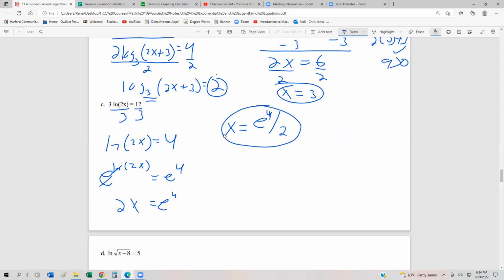As long as the number here, and clearly any number that we plug in to 2x, as long as that number is bigger than 0, that's going to be in the domain. Okay, so this one's clearly in the domain of the function.